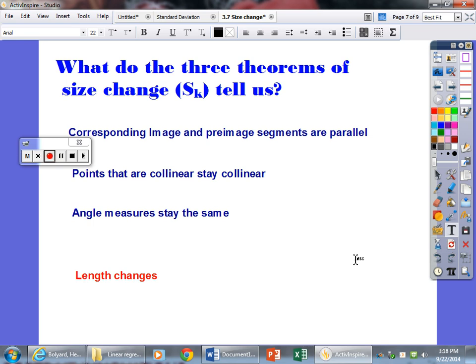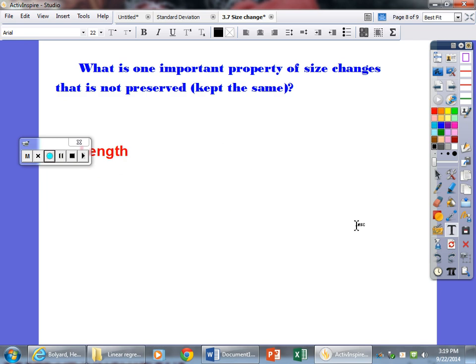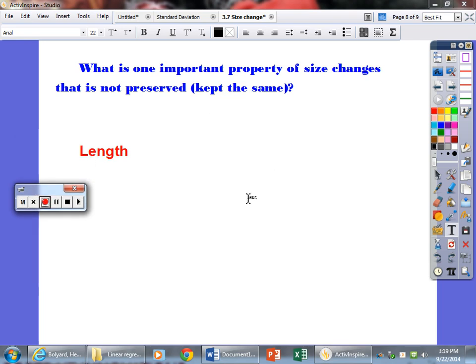The only thing that's actually going to change is the length of our segments. How far apart are our points? They're still on the same line, they're still collinear, but they're going to be further apart because we have multiplied the length by whatever the k, the constant, is. We already talked about what is one property that does not stay the same, and the one that does not stay the same is the length.